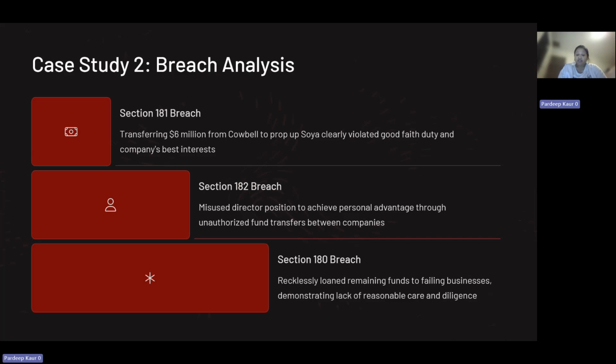Transferring 6 million from Cowbell to prop up Soya was a clear breach of Section 181, not in Cowbell's best interest. Using her position to achieve this was a breach of Section 182. And then loaning the remaining funds to her struggling business was reckless, violating Section 180. This is a textbook case of multiple breaches of fiduciary duty.